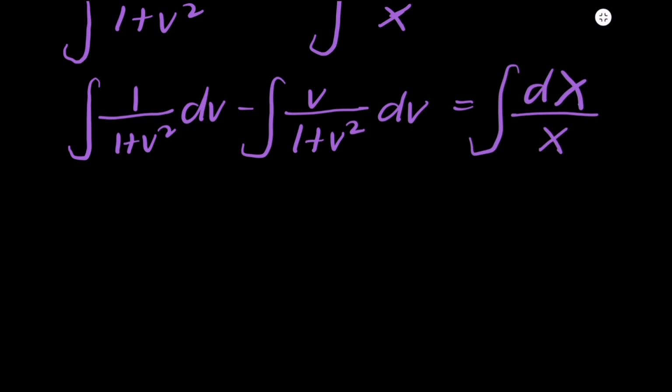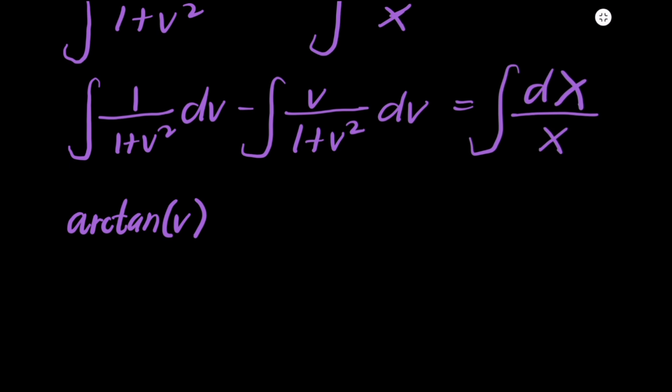Now, the first integral is arctangent, right? So the integral of 1 over 1 plus v squared dv is arctangent. So the first integral is arctangent of v plus c, of course. While the second integral, we can use substitution, right?